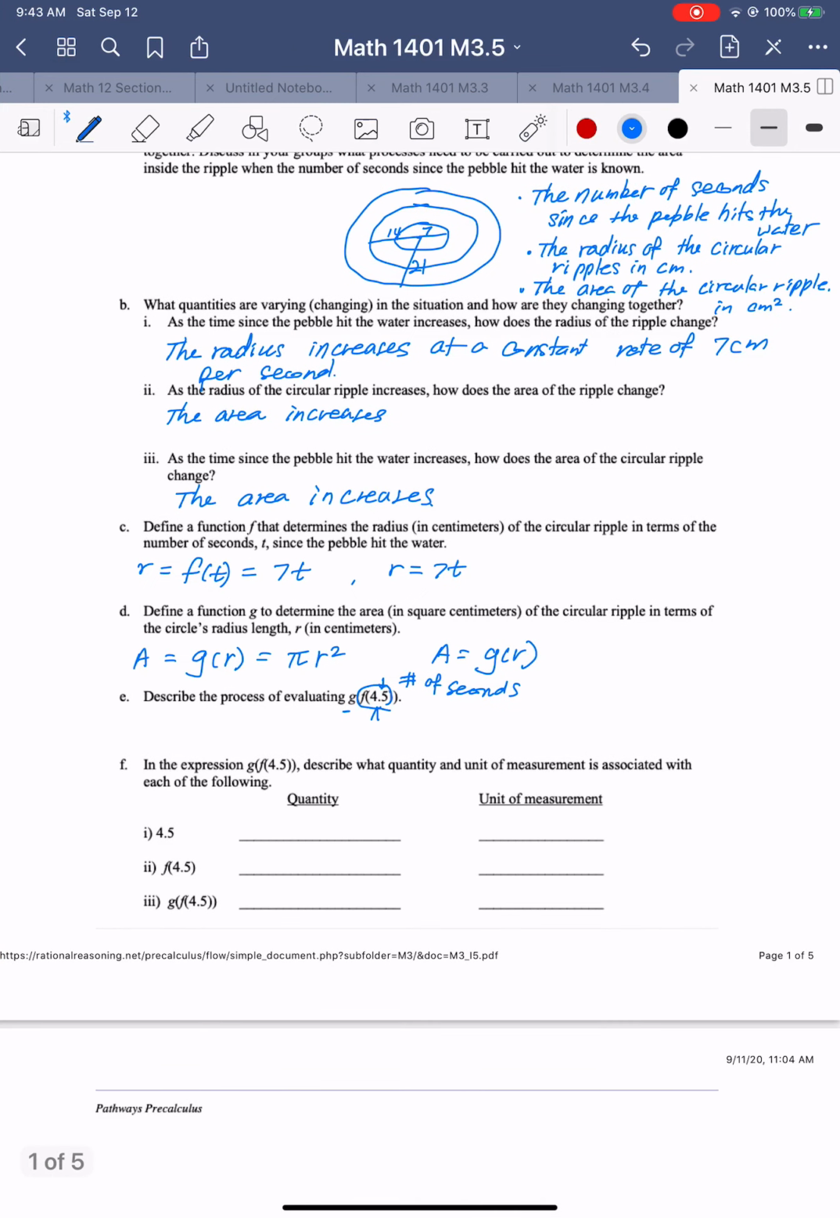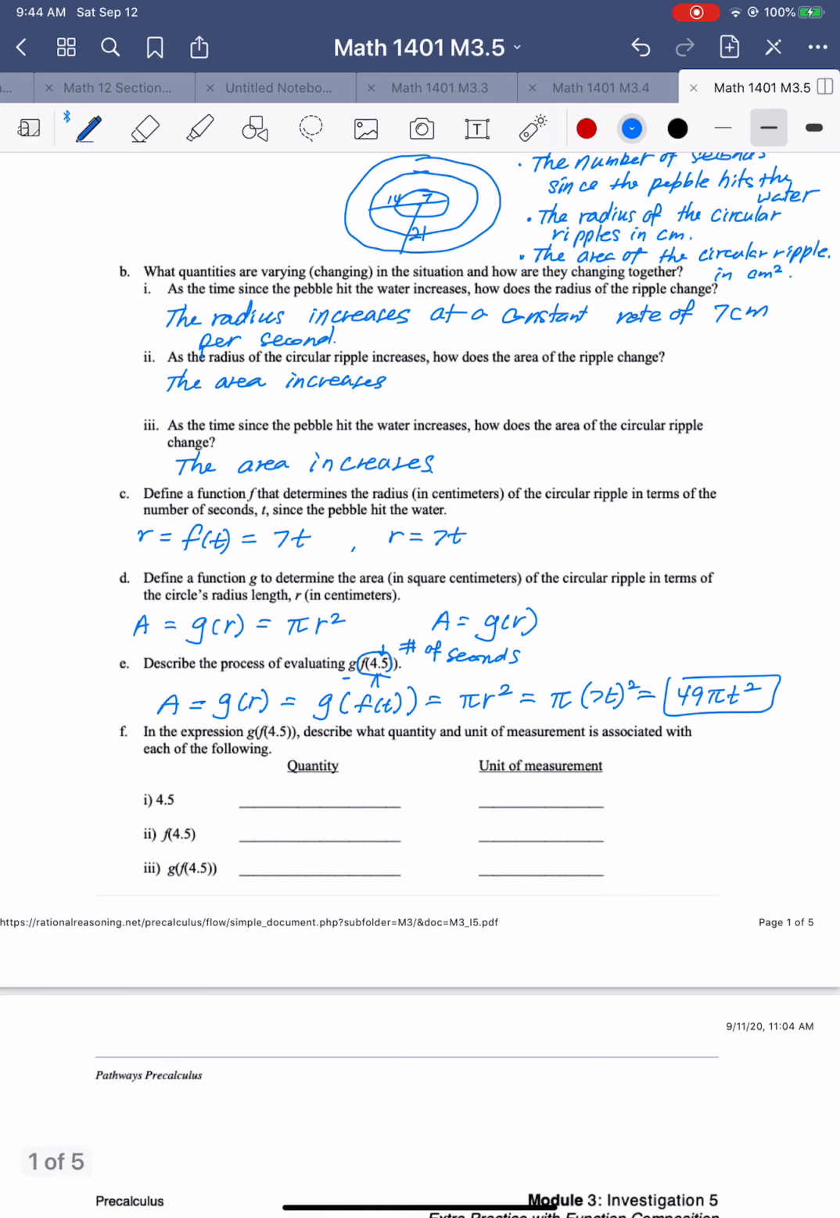So in order to get the area of the circle, g of r, r is the same as f of t, and f of t is the same as 7t. So the area was pi r squared, but r is now 7t, so it becomes pi times (7t) squared, which is 49 pi t squared. So you can use t as the seconds to find the area.